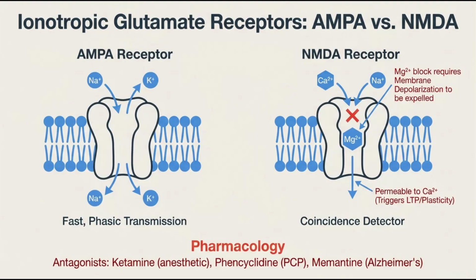The NMDA receptor is essentially saying, "Hey, this synapse was active at the exact same moment that the whole cell was active. This must be an important connection. Let's strengthen it." That's how we learn.